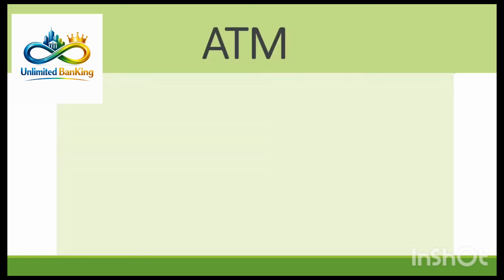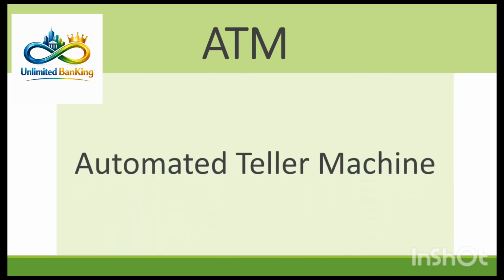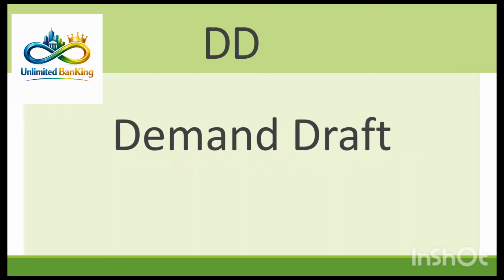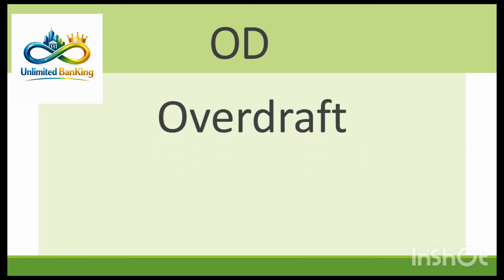The first term is ATM. The full form of ATM is Automated Teller Machine. The next term is DD. The full form of DD is Demand Draft. The next term is OD. The full form of OD is Overdraft.